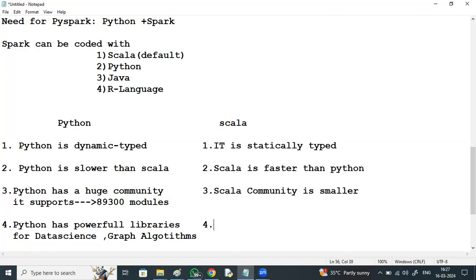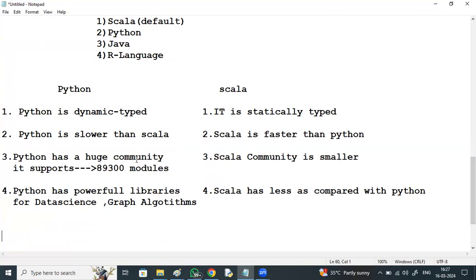Okay, but Scala supports it less as compared with Python.